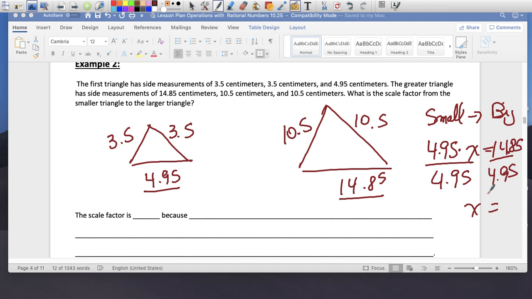What is that? 14.85 divided by 4.95. Yeah, x equals 3. So the scale factor is 3 because the large triangle is 3 times as large as the first triangle, right? And we used our equation to find the scale factor. Okay.